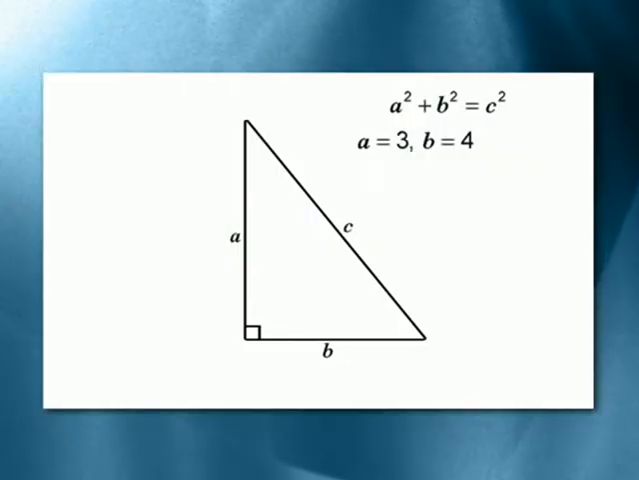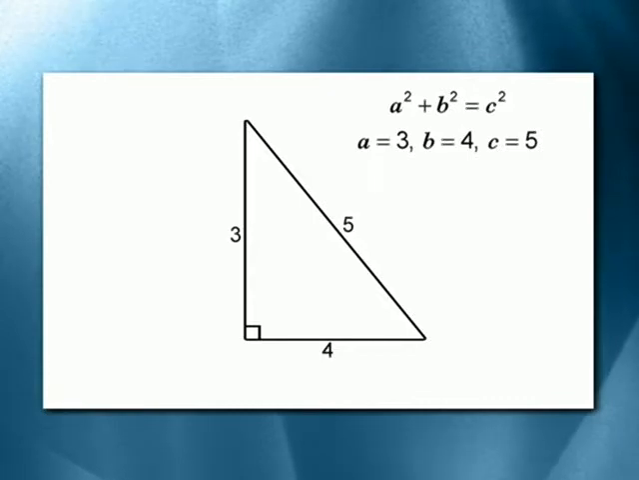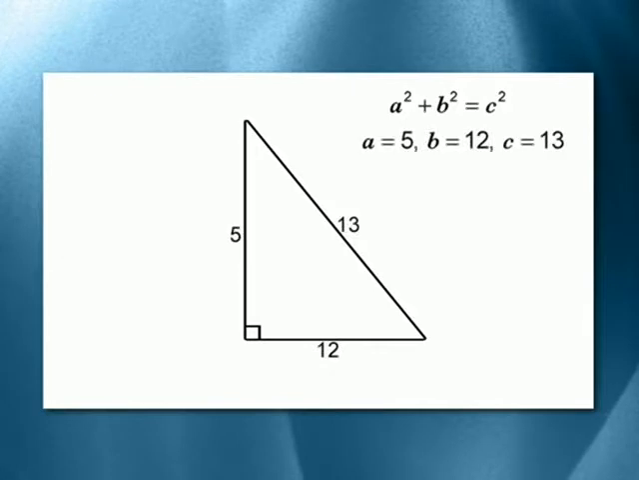Some simple examples. If the sides are 3 and 4, then the hypotenuse is 5, and it's a right triangle. 3 squared plus 4 squared, 9 plus 16 is 25. Another right triangle has sides 5, 12, and hypotenuse 13. And there's an infinite number of right triangles having integer sides.